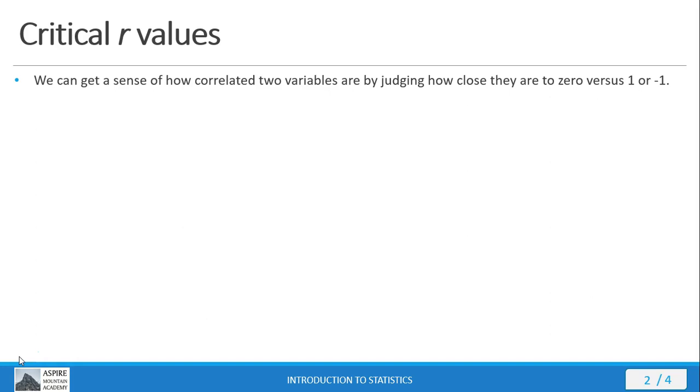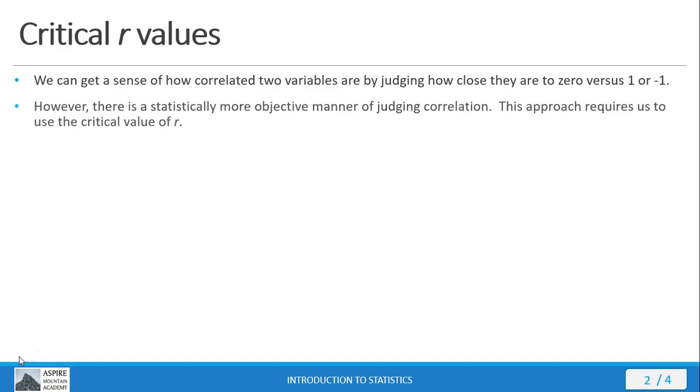Looking at how close a number is to 1 or -1 is kind of subjective, and in many respects it's kind of like looking at a histogram and trying to figure out from its shape whether the underlying data are normally distributed. But the more objective means of assessing normality is with a normal quantile plot. Well, here we have a similar situation when assessing correlation, and the equivalent of the normal quantile plot for correlation is the critical R value.